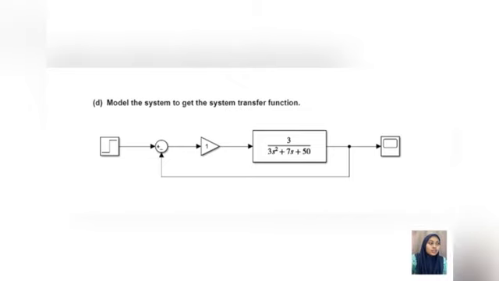Next, my part is D, model the system to get the system transfer functions. So this is our model. First is step input. Next is summations, gain, transfer functions, and scope. This is our designs.